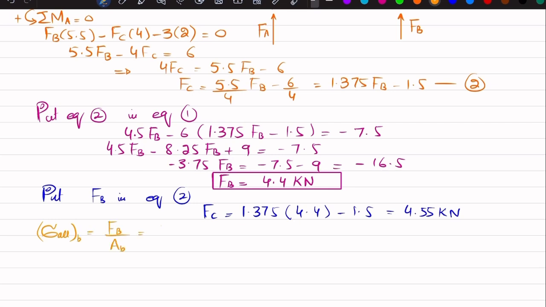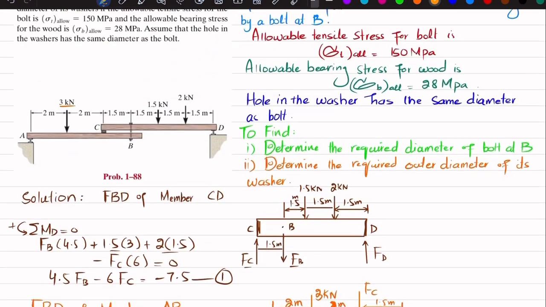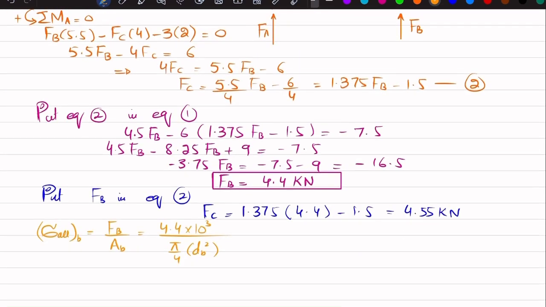So FB is 4.4 kilonewtons, so 4.4 times 10 to the power 3. The area of the bolt is pi by 4 times the diameter of the bolt squared. Clear? The allowable stress for the bolt is 28 megapascal, so I can write 28 times 10 to the power 6 equals 4.4 times 10 to the power 3 divided by pi by 4 dB squared. So from here, dB squared is equal to 4.4 times 10 to the power 3 divided by pi by 4 times 28 times 10 to the power 6.